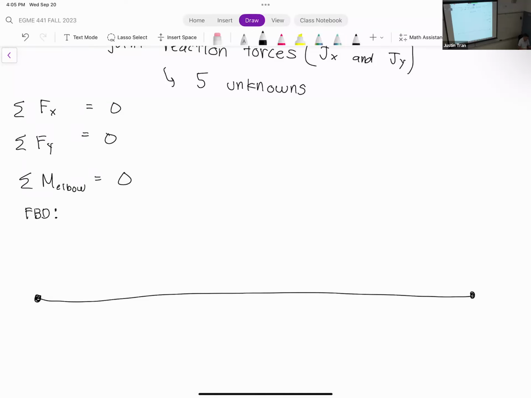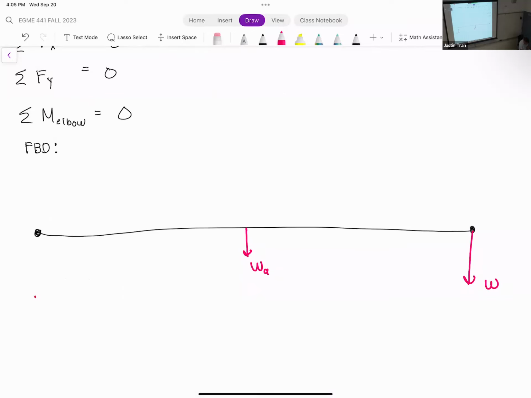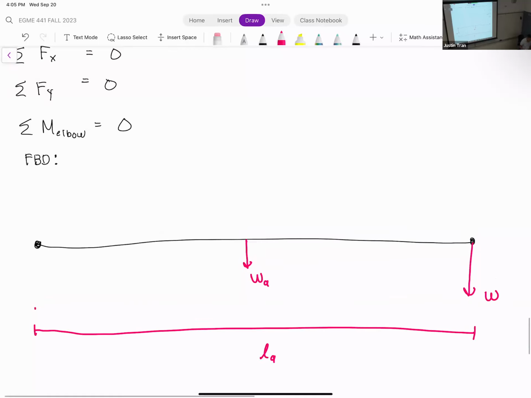And so we know that at the very end of this, at the very right-hand side of this arm, we have a weight that's going downwards. We have that weight there. And we also have the weight of the arm itself, which we call WA. And remember, we're assuming that the weight of the arm is acting at the midpoint of the arm, so halfway in. The entire length of the arm is given by LA, and WA is acting halfway down. So the moment arm for WA is going to be LA over 2.